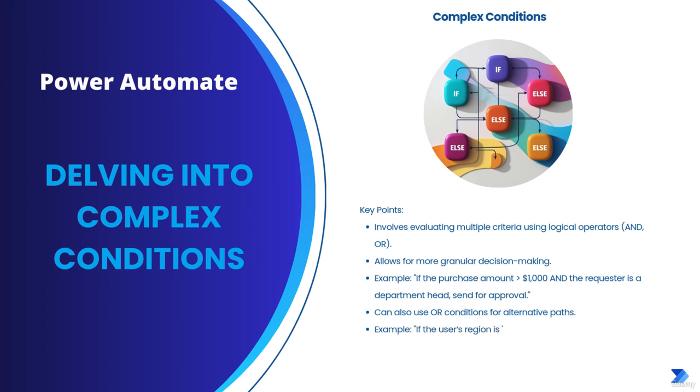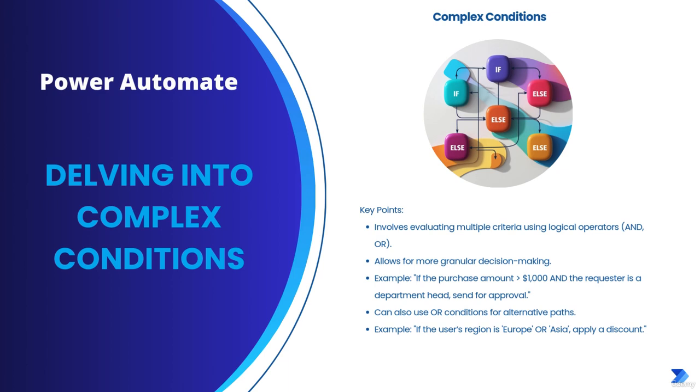The purchase amount must be greater than $1,000. The requester must be a department head. Both criteria must be true for the flow to proceed with sending the approval to the director. This is an example of using the AND logical operator.